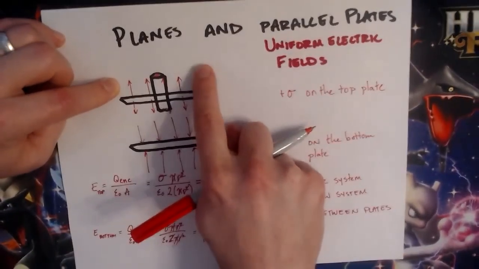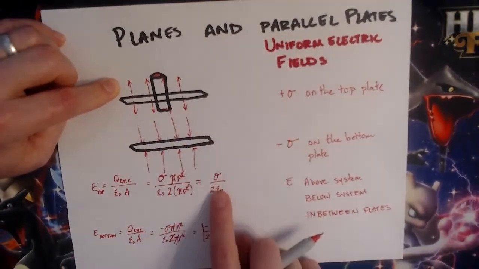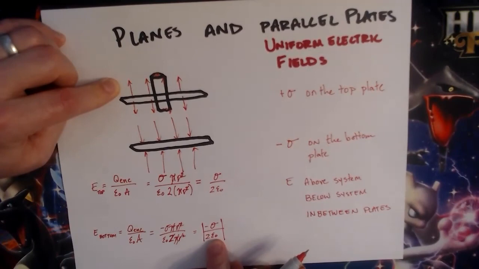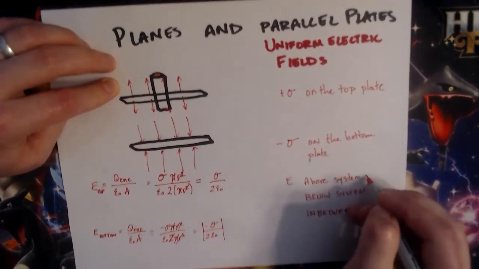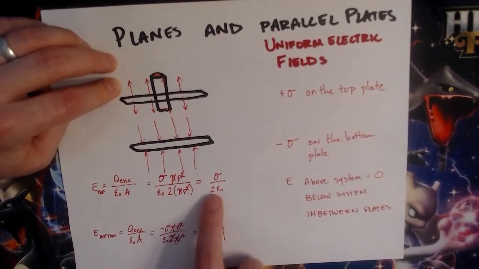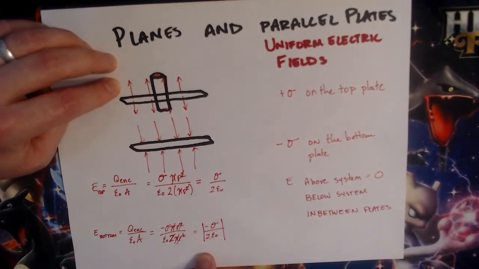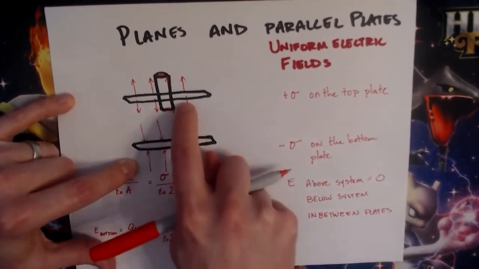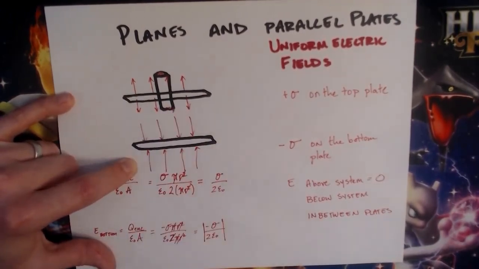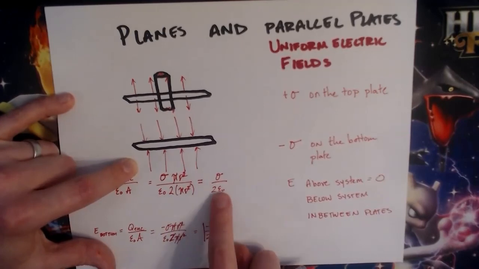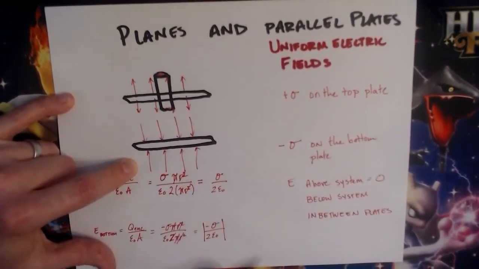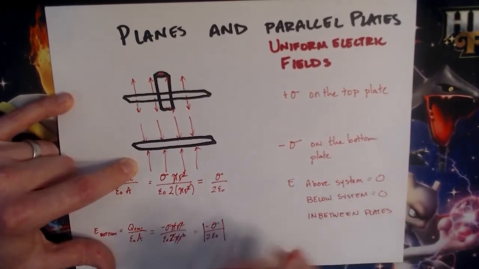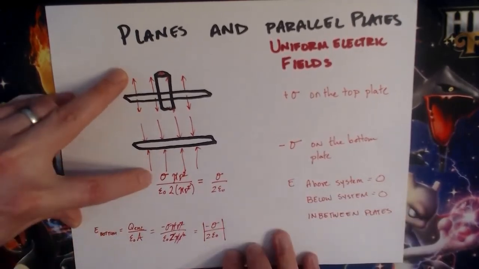So we have up and we have down. When I take this amount up and this amount down, I find that the electric field above the system is equal to 0, because these are the same amount, just in opposite directions. When I look at below the system, the bottom plate has an upward contribution, but the top plate has a downward contribution. So when I use superposition, again, they have the same amount, just in opposite directions. When I combine them, I also get 0. So everywhere above the system and everywhere below the system, the electric field is 0.